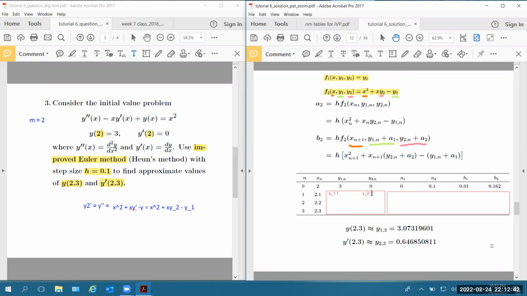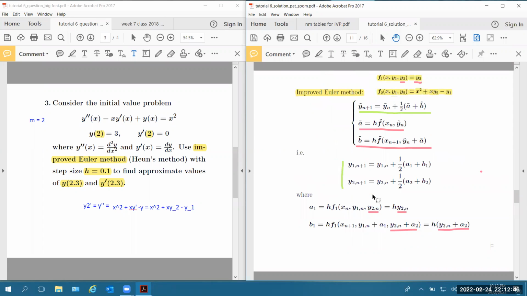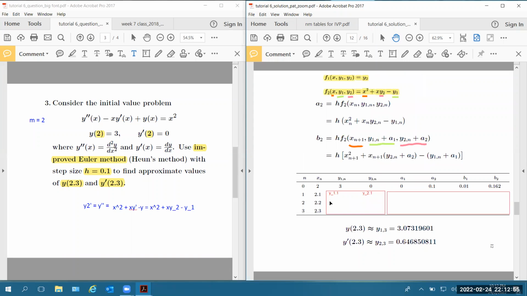How to calculate? Here y1, here y2. Okay, y1 refers to your y1 formula. Y2 refers to your y2 formula. That's how you do that. Okay, so you get this done.